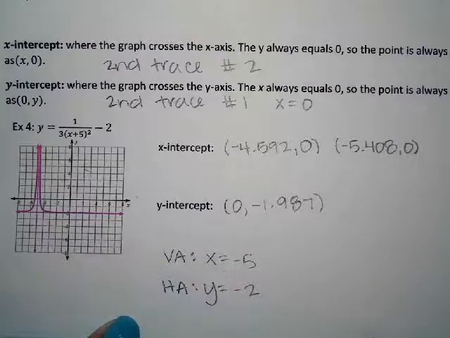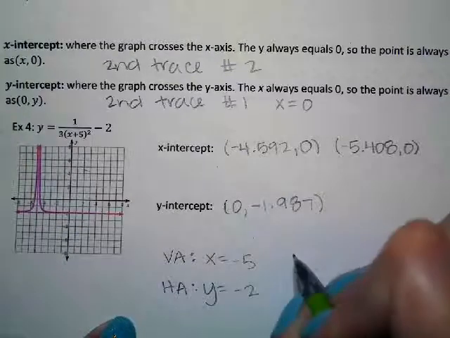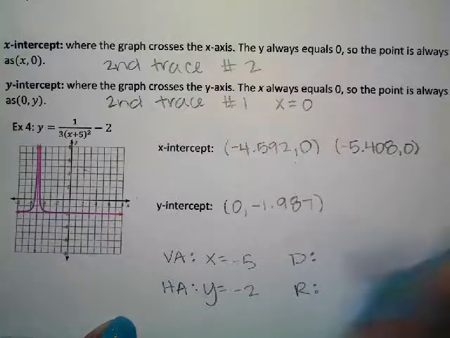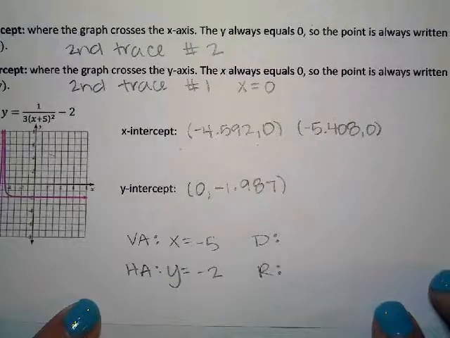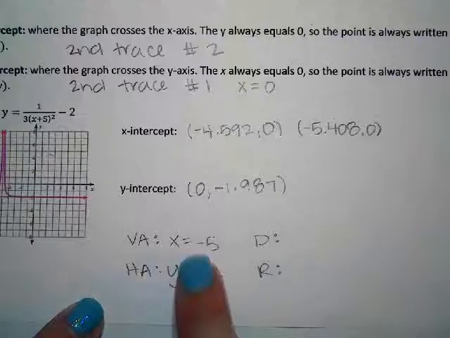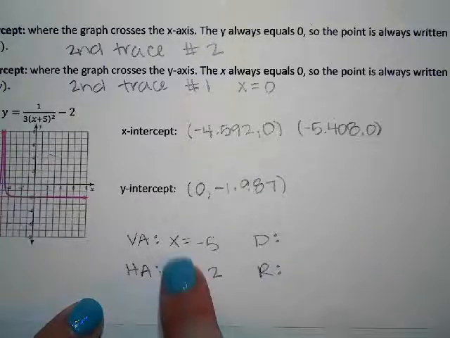Based off of these answers, can you guys tell me what the domain and the range is for this graph? So these are basically excluded values, excluded for the x, so excluded for the domain, excluded for the range.